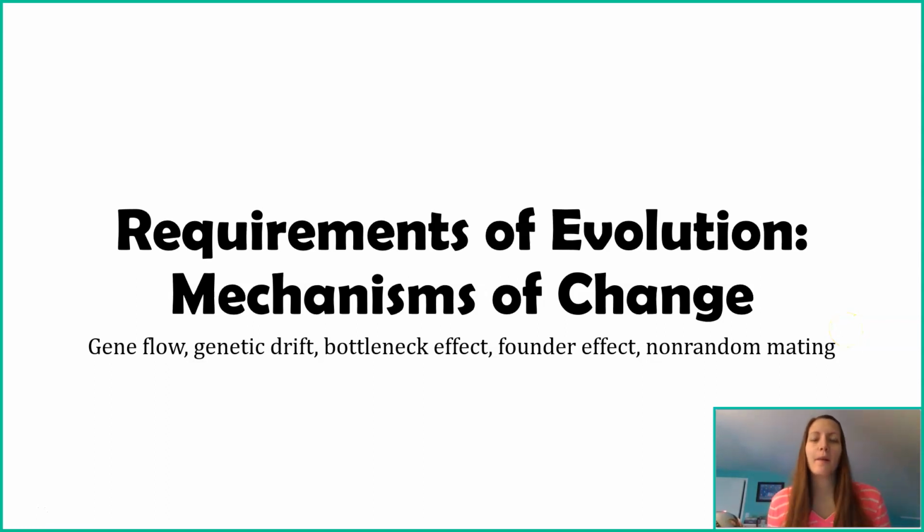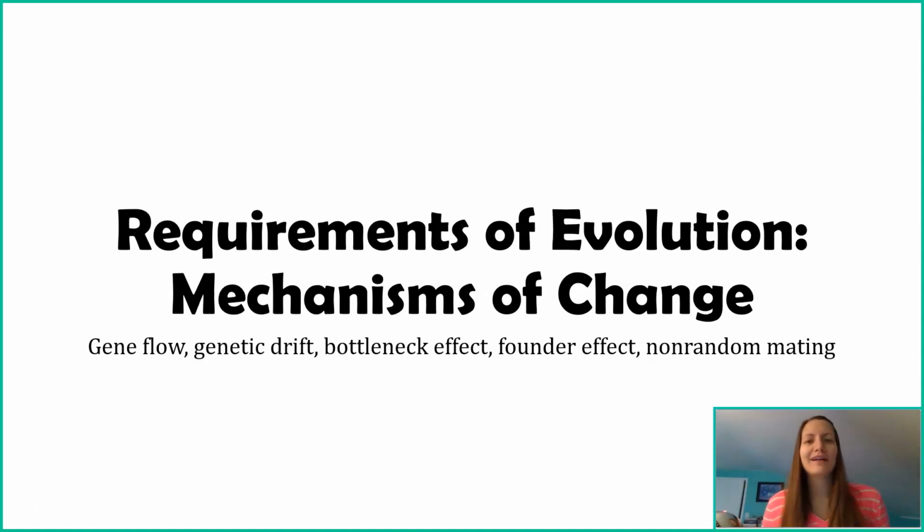So we've just talked about genetic variance, but that is only one, or you could argue two, genetic and variance. Those are only two of the requirements of evolution. The last requirement for evolution to take place is some sort of mechanism of change. How is that genetic variance changing?